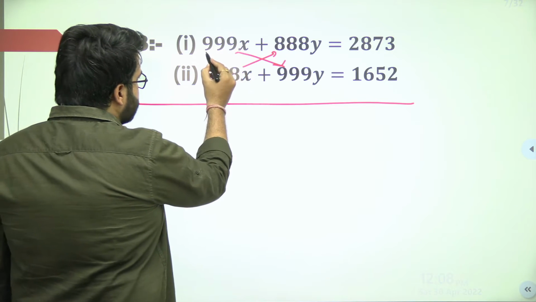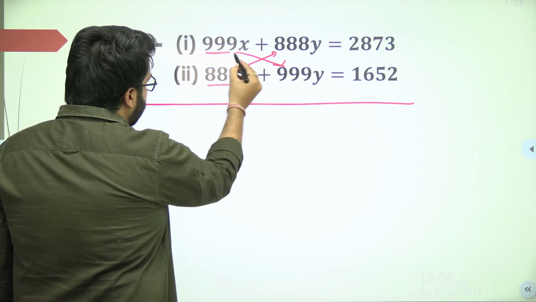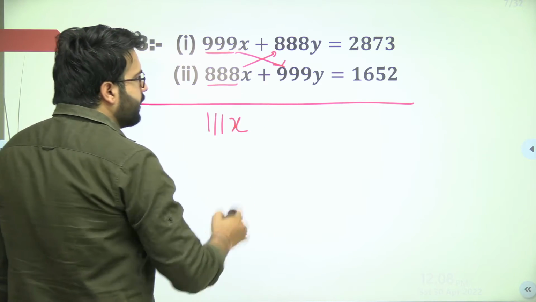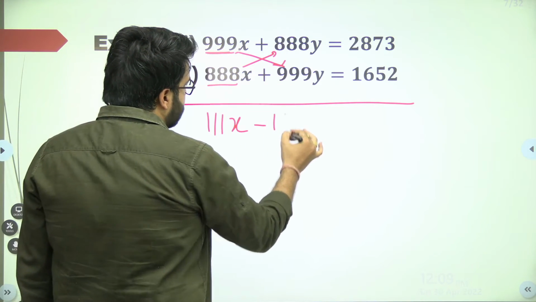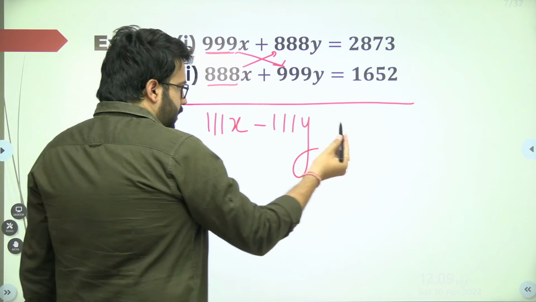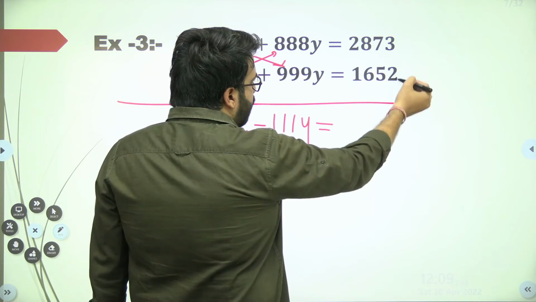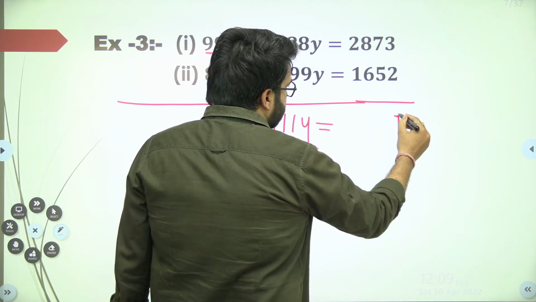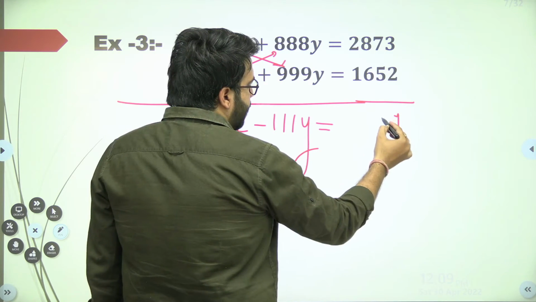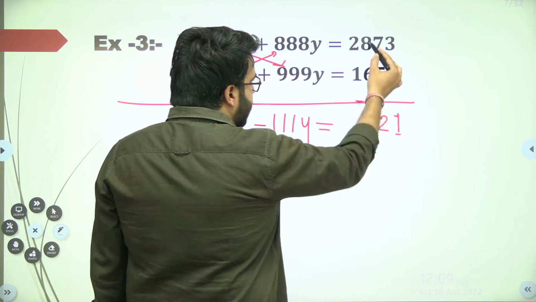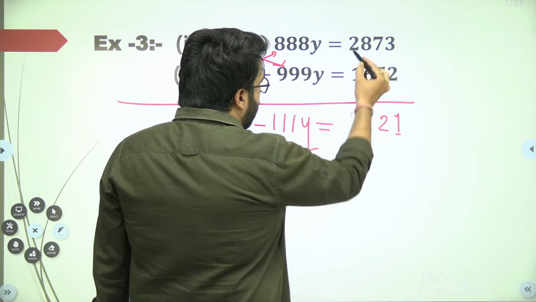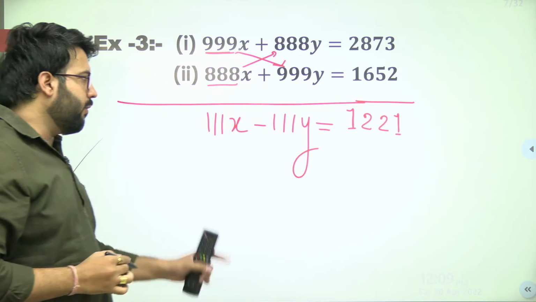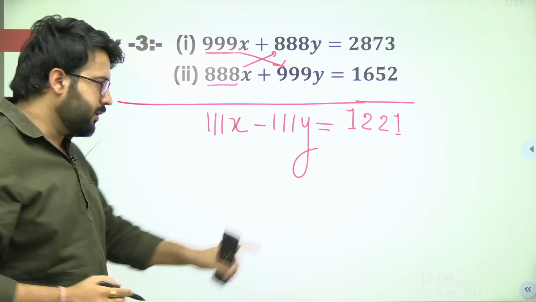So when you subtract 888 from 999, what will you get? You will get 111x. Similarly, in this equation you will get 111y. And here, when 2 is subtracted from 3, you will get 1. 7 minus 5, you will get 2. 8 minus 6, you will get 2, and 2 minus 1, you will get 1. So the value of this becomes equal to this.